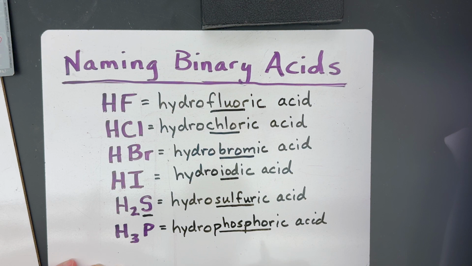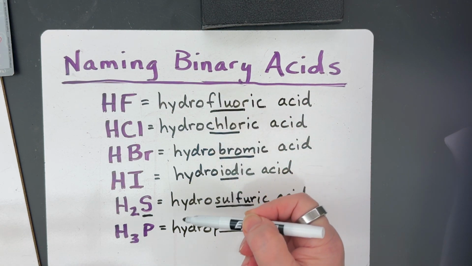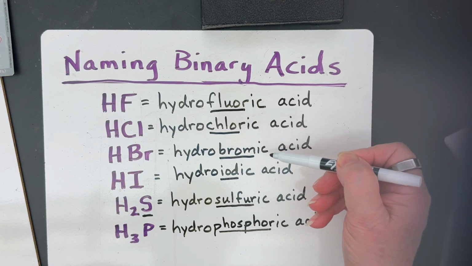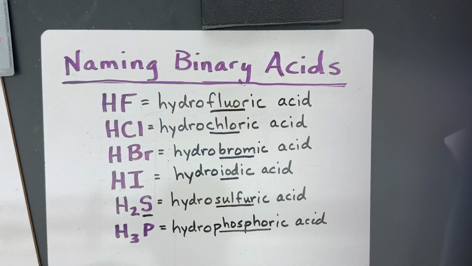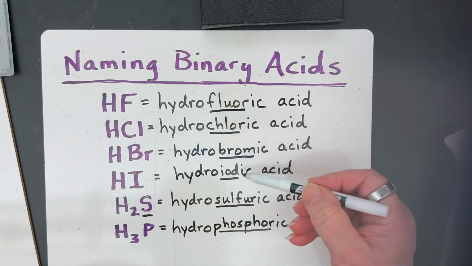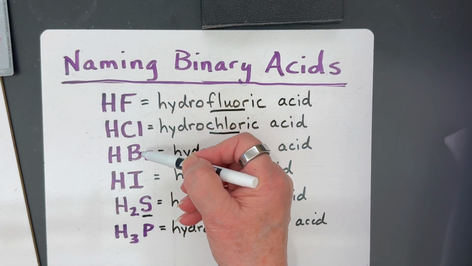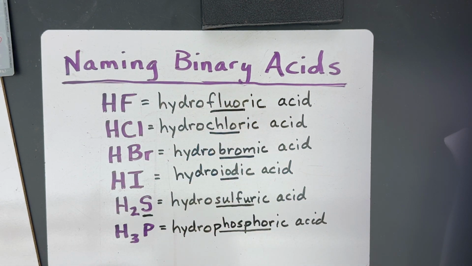Hydrophosphoric acid. Notice all of them have hydro in the front. All of them have IC at the back. And the middle part comes from the name of our second element.